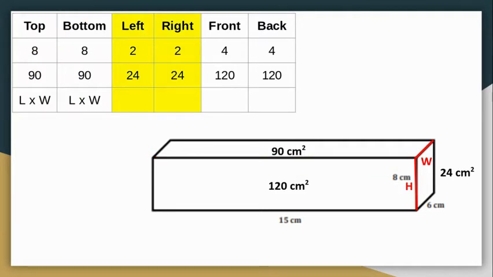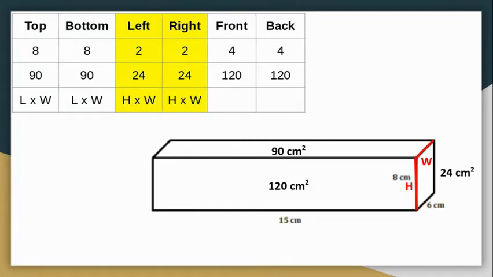Now let's look at how we calculate the left and right sides of the prism. To calculate the area of each of these sides, we multiply the height times the width. Let's record this side area formula in our table. The final 2 faces we need to examine are the front and back of the prism. We calculate the area of these by multiplying the length times the height.